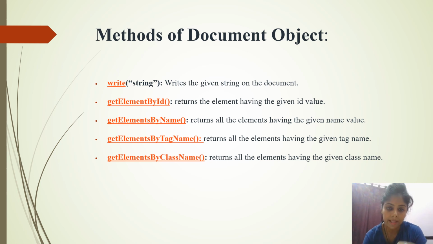Then getElementsByTagName returns all the elements having the given tag name. Remember that tag name is different, name is different, ID name is different, ID values are different. So getElementsByClassName: if you want to read by class name, we need to use this, which returns all the elements having the given class name.